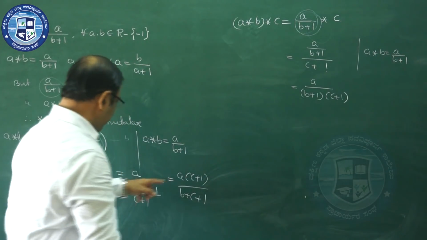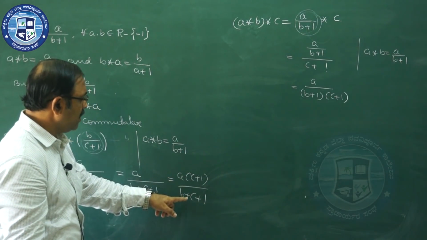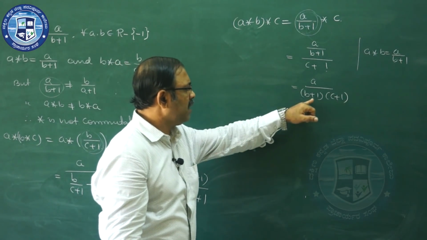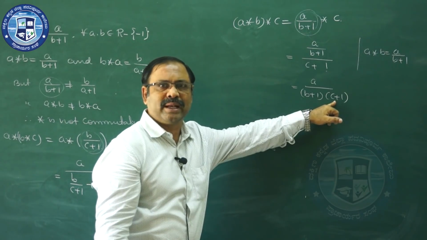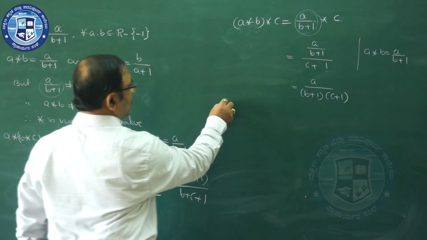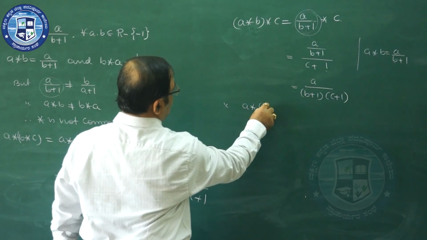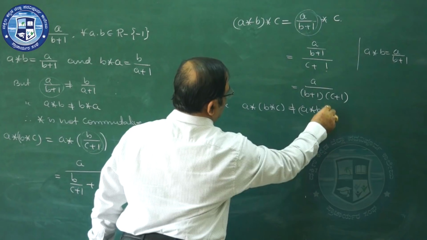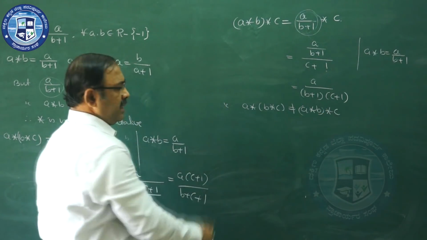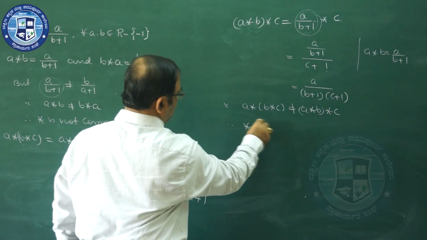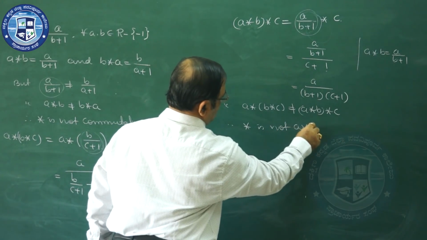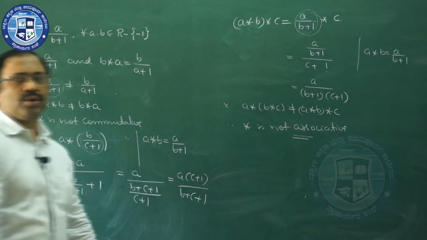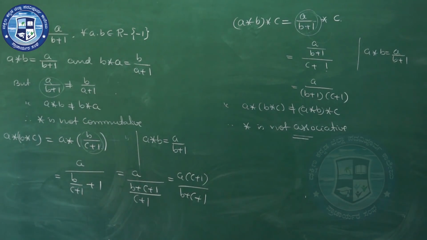Observe that. See, A into C plus 1 by B plus C plus 1 is definitely not equal to A by B plus 1 into C plus 1. Correct? They are not equal. That is, A star B star C is not equal to A star B star C. Therefore, star is not associative. Okay?